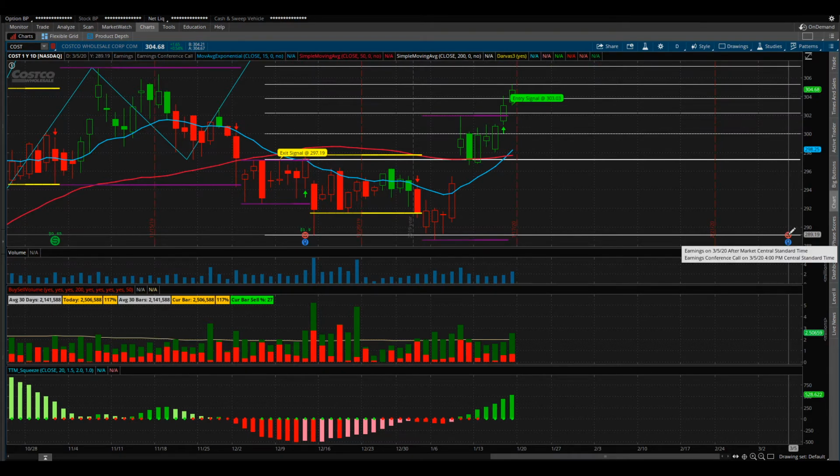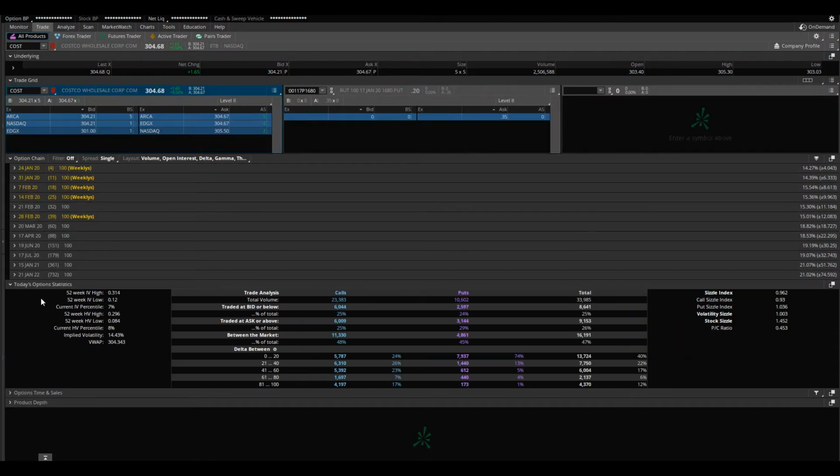So we have earnings after market close on March 5th. I'm going to go to trade and take a look at my options here. You can actually see here in Thinkorswim, they have what's called today's option statistics. Now this obviously would have been from Friday because the market's closed today, but you can see all the calls and all the puts that have been bought that day. You can see the delta between them, 0 to 20, 21 to 40, 41 to 60, and so on. You can see that there obviously was a much more bullish day on Costco than it was bearish.